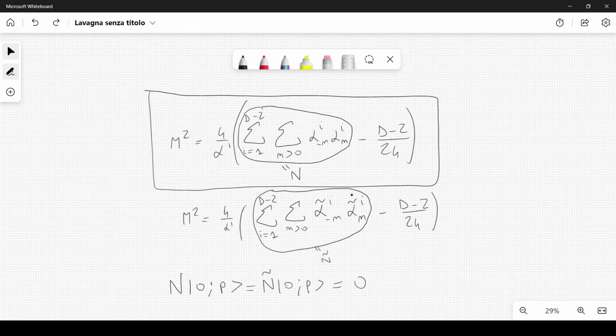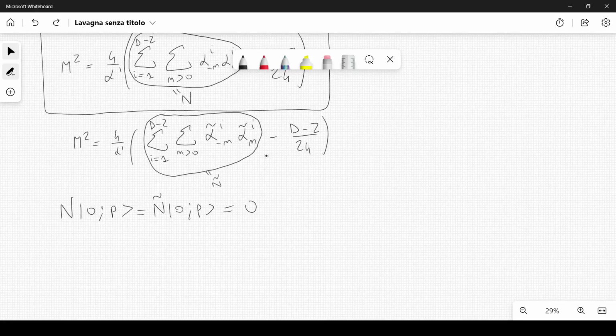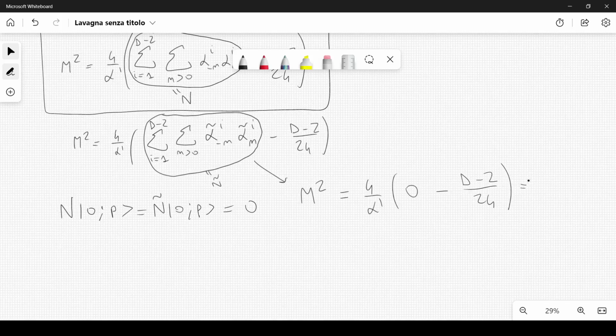In this specific example, where we act with the number operators on the vacuum state, the mass squared operator, when it acts on the vacuum, will give us 4 over α′ times 0, because the number operator will give us 0, as we said, minus (d−2)/24. And this is equal to minus (d−2)/(6α′), like this. So for d greater than 2, we get m² less than 0, which means that the mass of this excitation state is imaginary.